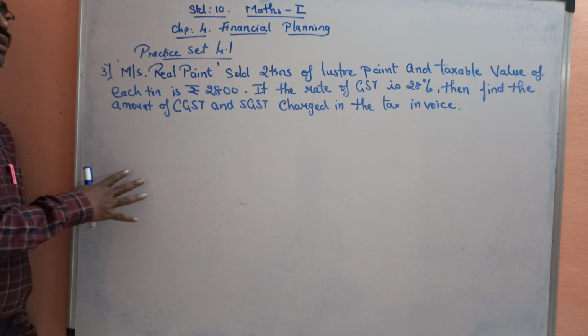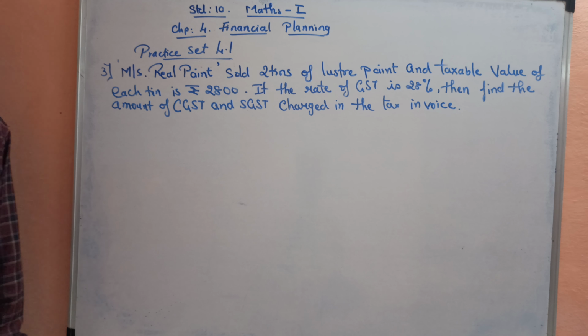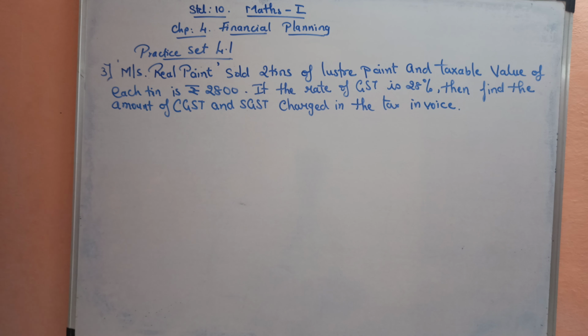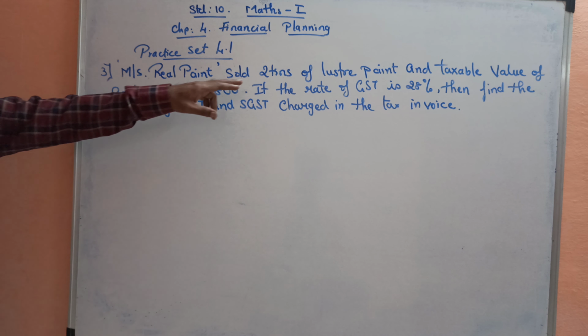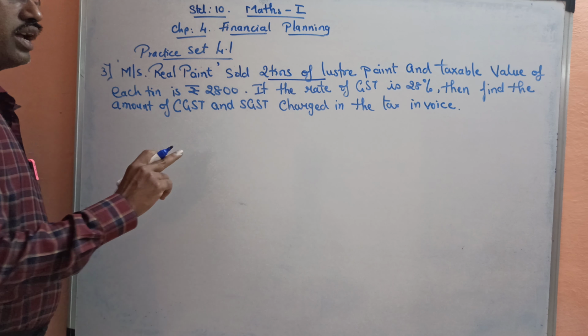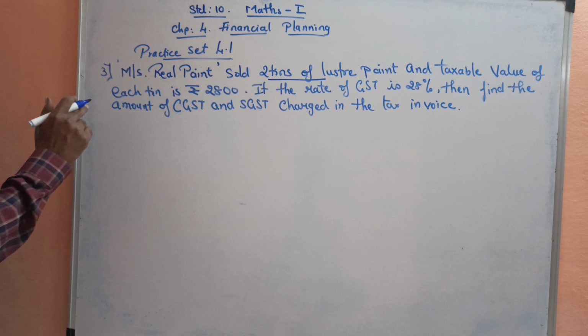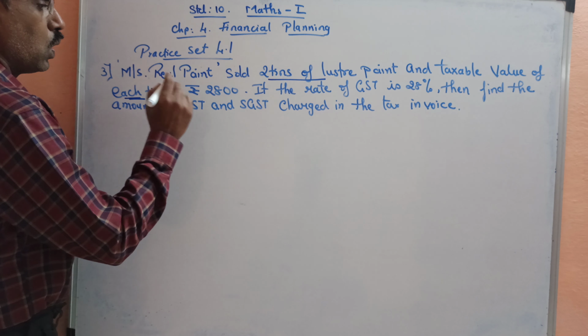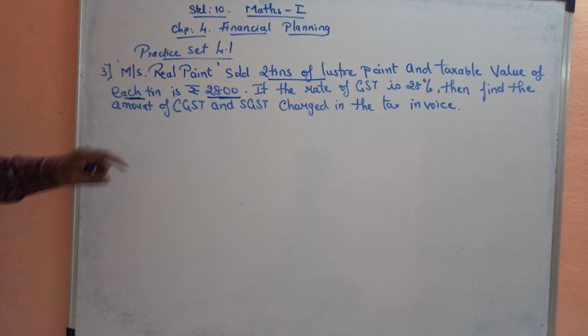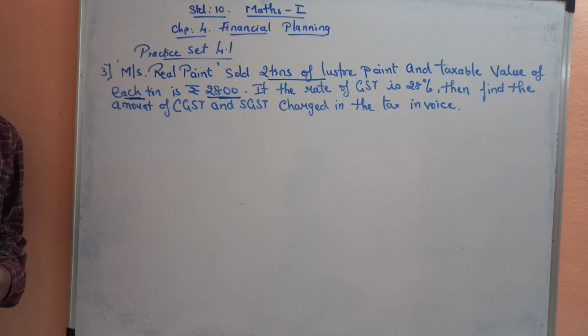So you should write the tax invoice final amount. What the final amount will be as per central GST and state GST, that you have to find out. Here you can understand that this person has sold 2 tins of luster. The taxable amount of each tin, that is 1 tin, costs 2,800. This is not the cost of 2 tins, it is the cost of 1 tin. So you should understand what the cost of 2 tins will be. That is the first part you have to understand.